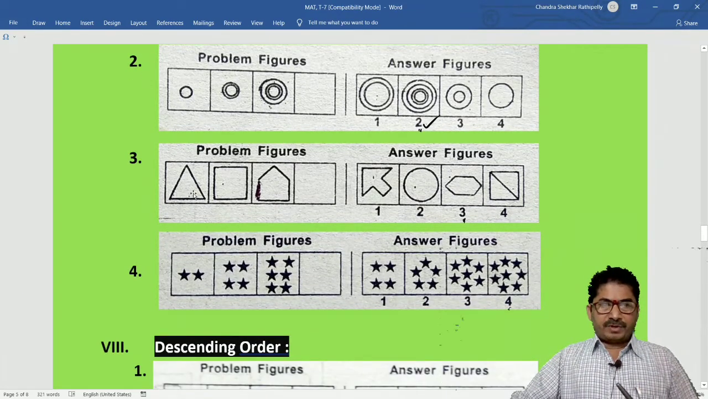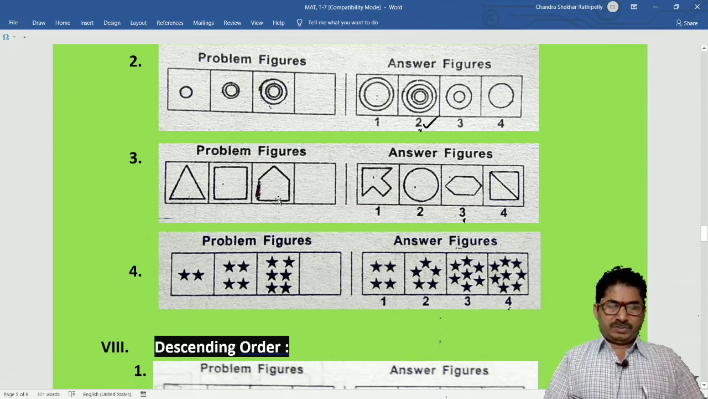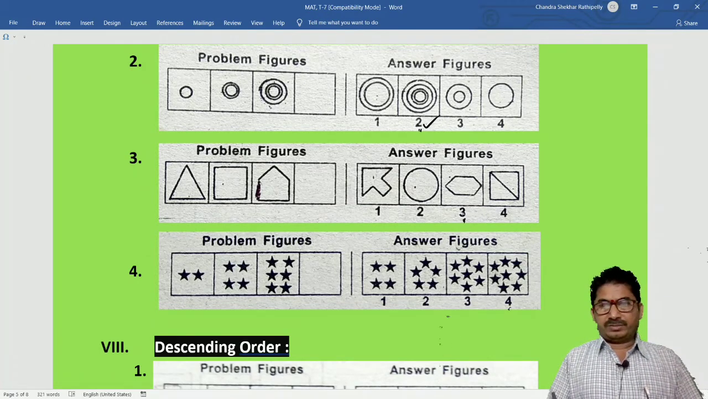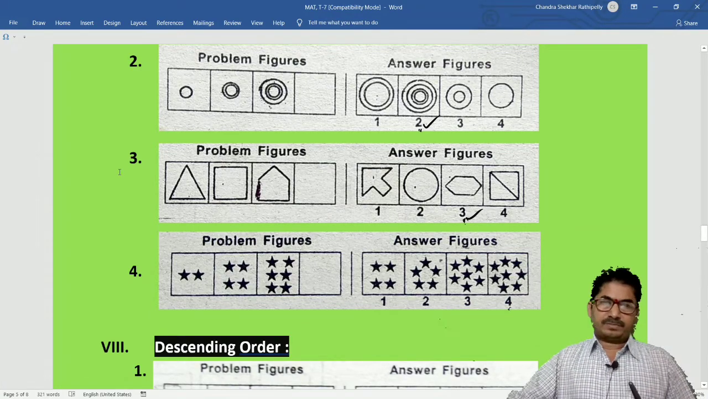Three-sided figure, triangle. So 3-sided figure, 4-sided figure, 5-sided figure. Next, 6-sided figure, which has 6 sides.